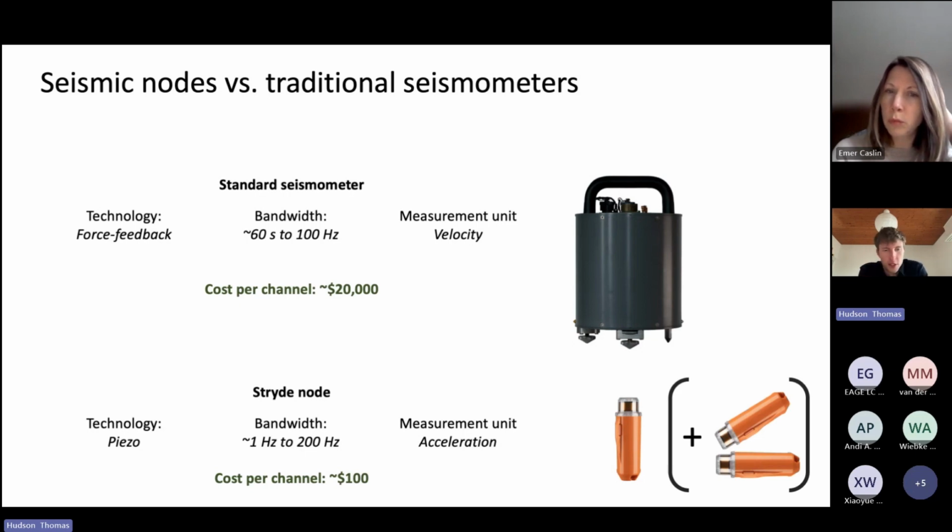So the cost per channel of a standard seismometer now is probably something of the order of $20,000. The cost of a node is something of the order of $100. Or technically, I guess you could multiply that number by 3 if you want a 3-component sensor, which is useful for some of the analysis I will show you later. But so these nodes are really revolutionizing the seismic acquisition purely based on the cost per channel.